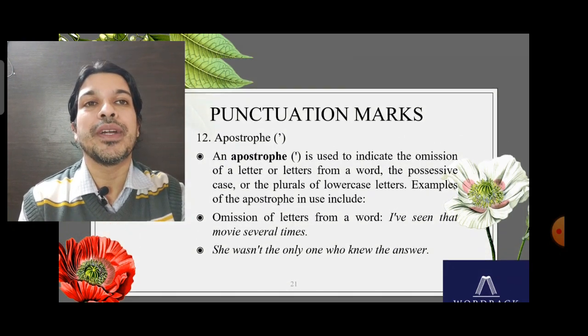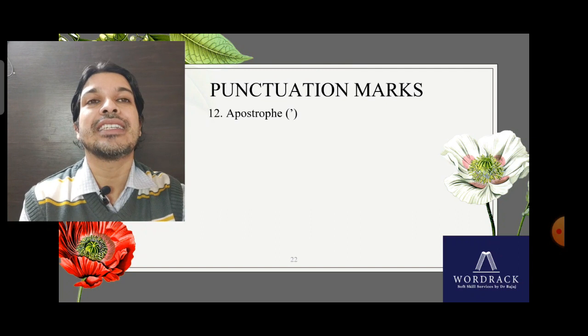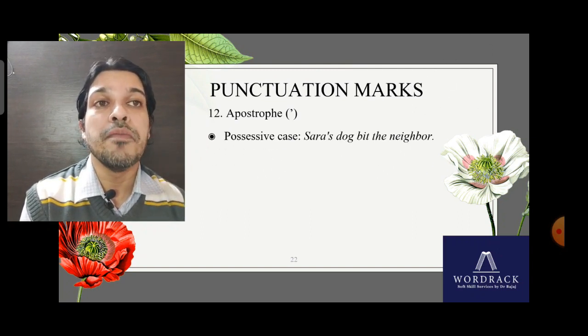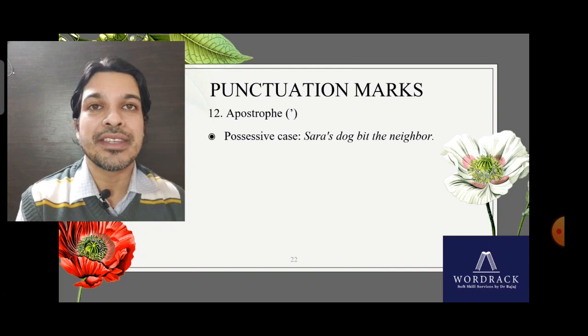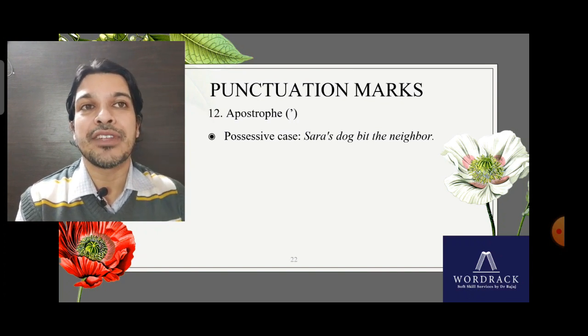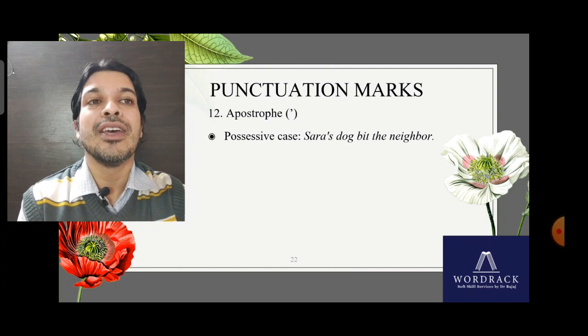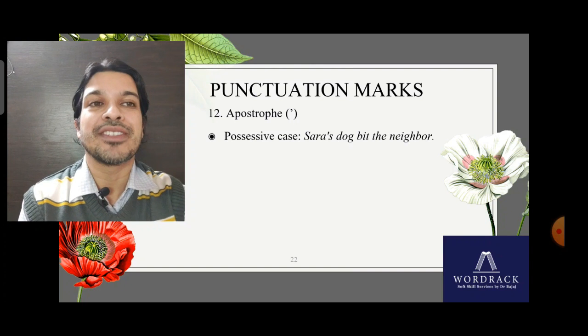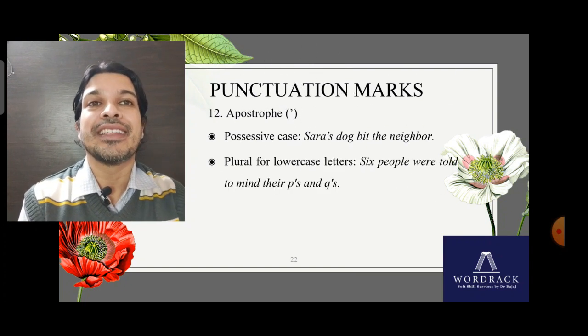We move forward. The next usage, the possessive case of apostrophe. Sarah's dog bit the neighbor. So this is the possessive case. We use, after the name, apostrophe S to show that it was the dog of this particular person named Sarah. Now the third usage, plural for lowercase letters.